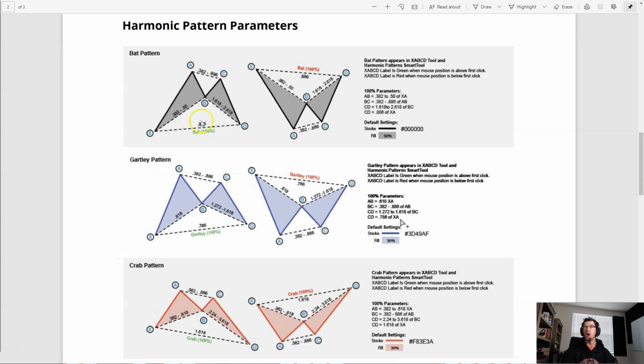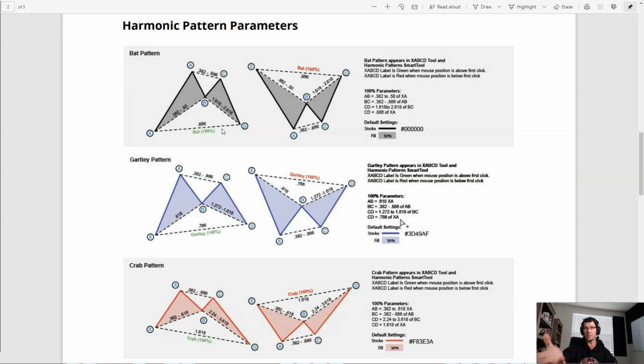Now, like I said, these are all based in Fibonacci extensions and retracements. I do not have any of these memorized. Even after trading all this time, I don't have any of these memorized. So even the one that I can spot, the Gartley pattern, I still don't have it memorized.